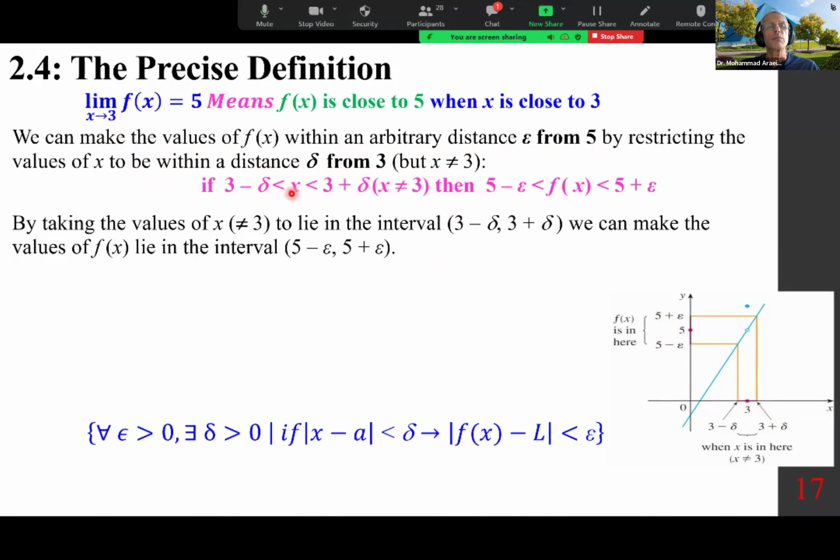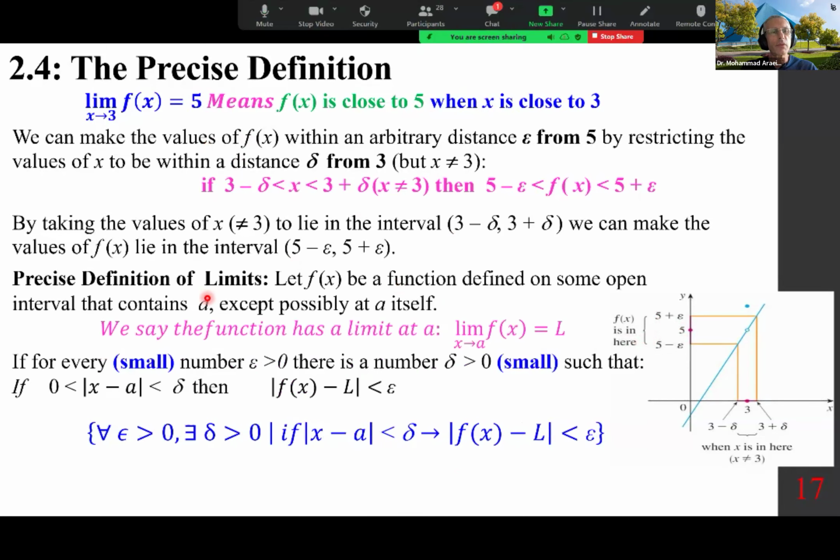If x is between 3 minus delta and 3 plus delta, as you can see here, x can't be equal to 3. Then f of x is between 5 minus epsilon and 5 plus epsilon. So f of x is somewhere here. By taking the values of x not equal to 3 to lie in the interval of 3 minus delta and 3 plus delta, as you can see from the graph, we can make the values of f of x lie in the interval of 5 minus epsilon and 5 plus epsilon. In other words, remember the concept of a limit refers to the y coordinate of the function.